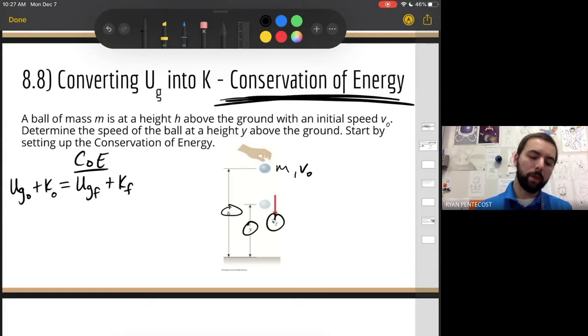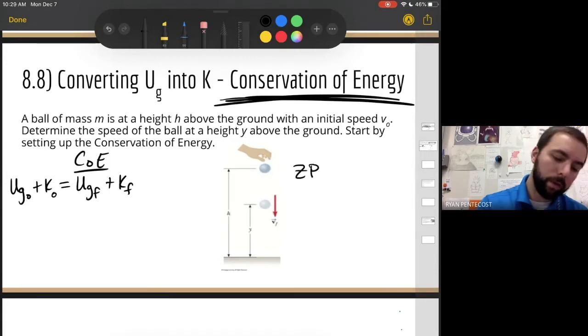Okay. Now, if we want to find the velocity, right? We want to find the speed of the ball. So first, let's decide what we want to do for our ZPL. We can set our ZPL in two different places. We could set it at Y, or we could set it at the ground, okay?